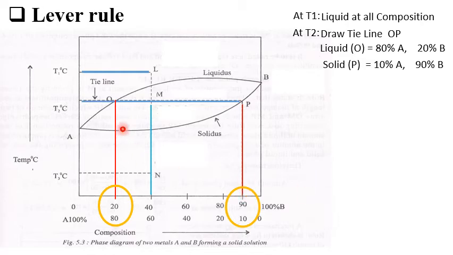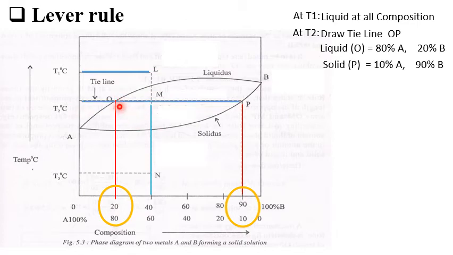Now we want to know the amount of liquid and solid. So we know now what the composition is. Now we need to know the amount. In order to find the amount, as we said, this is like a lever. Okay, so point M is the fulcrum.